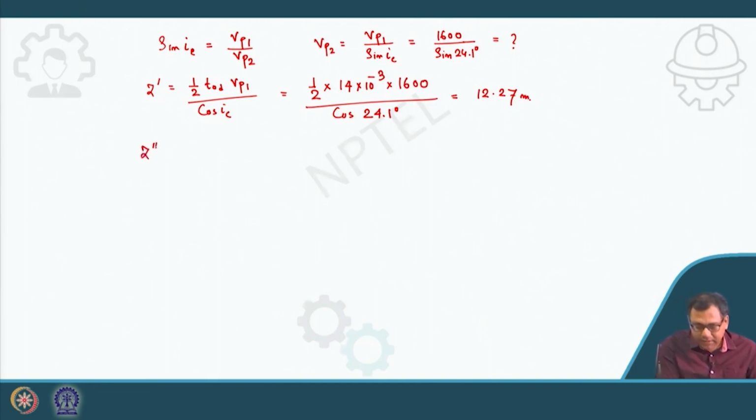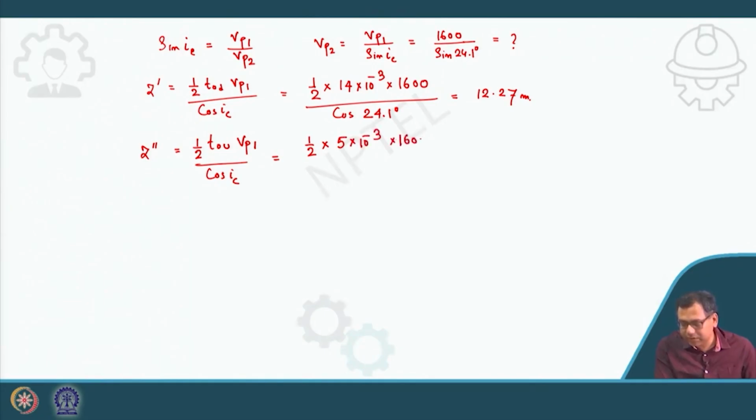And Z double dash is half into T0U VP1 divided by cos IC. So it will be half into 5 into 10 to the power minus 3 into 1600 divided by cos 24.1 degree. So that is 4.38 meter.